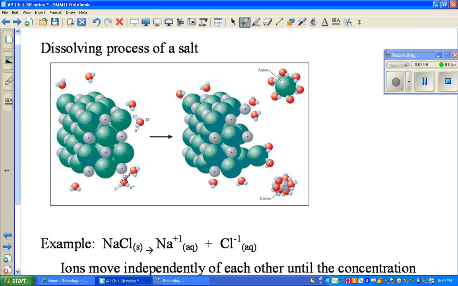So the water molecules are going to be attracted. You can see here this water molecule is slightly negative on this side, so it's attracted to this positive side here. And if I look over here, here's my hydrogen that's slightly positive, attracted to this negative side of the salt. And what they do is they just wrap themselves around.